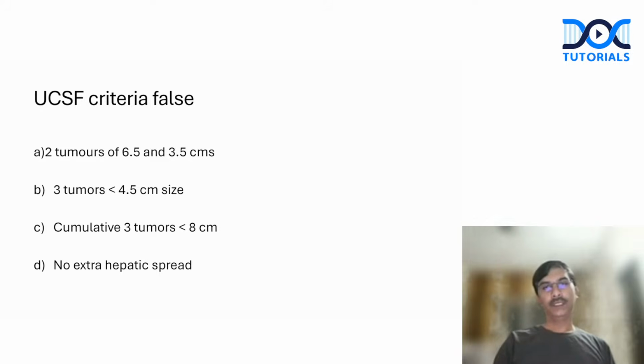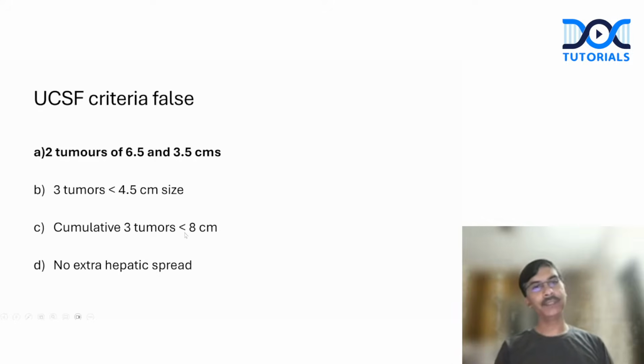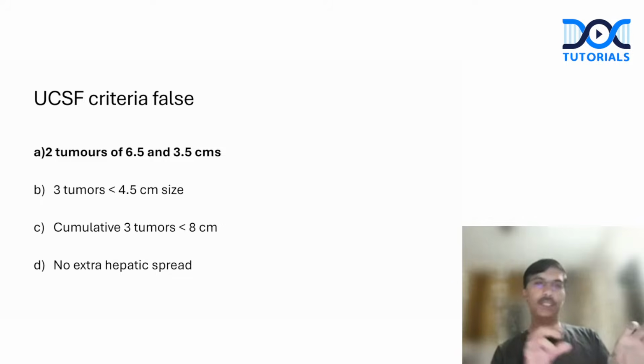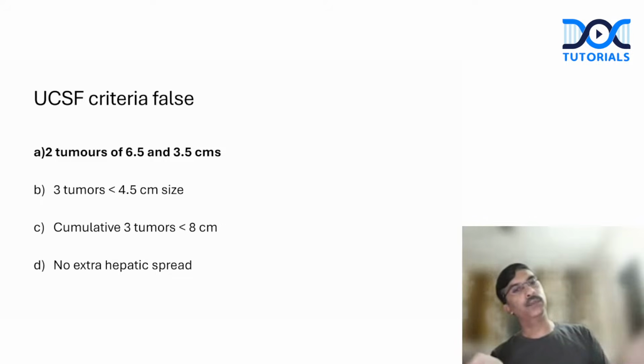The answer for the first one is C. The cumulative maximum of three tumors can be present for them to fall within UCSF criteria. And the largest tumor size should not be more than 4.5 centimeters if it is multiple. If it is single, the largest size should not be more than 6.5. So if it is cumulative, even though the largest size is 4.5, the cumulative size should not be more than 8 centimeters, which means one tumor can be 4.5 and two tumors together should not cross 3.5. So 4.5, 2.5 and 1, or 4, 2 and 2.